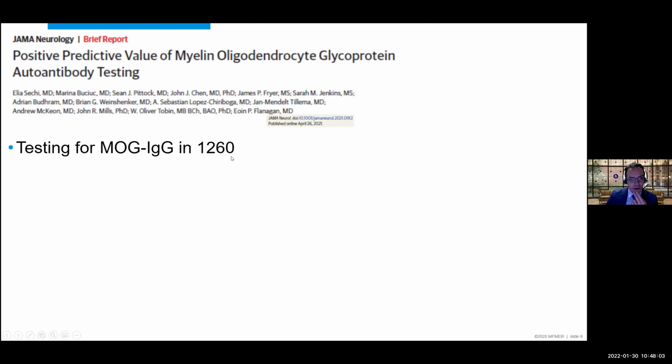It's usually at low titer, and it might be because the glycoprotein is a little bit more sticky rather than the water channel, and therefore you may get some non-specific binding. What we do find is that the specificity is still very high, so it still has a 98% specificity. It's still an excellent test.